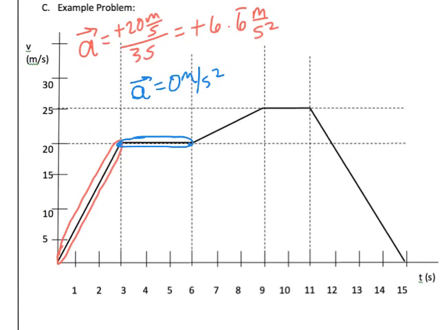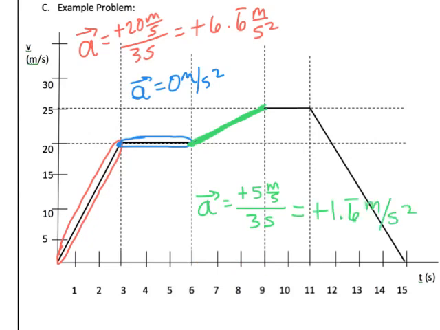Next, we're going to look at part C, the acceleration from 6 to 9 seconds. From 6 to 9 seconds, that's this portion right here. So let's look at our rise over run for those 3 seconds. There was a rise from 20 to 25, so we have plus 5 meters per second, and then our run was from 6 to 9 seconds, that's 3 seconds. You're welcome to leave this as a fraction, or you can change it to positive 1.6 meters per second squared.